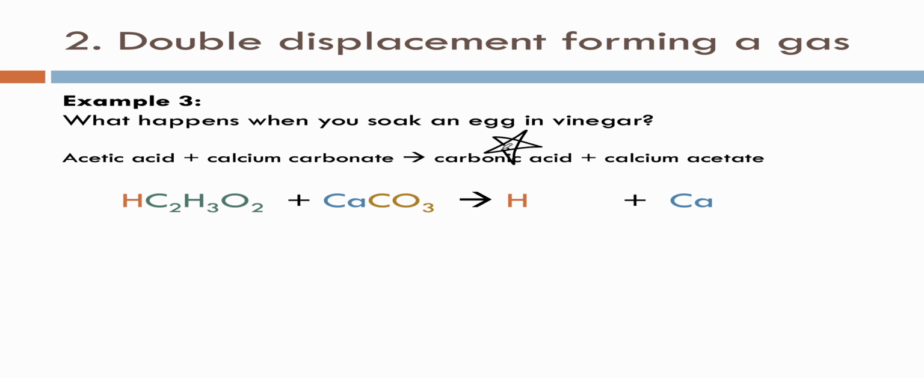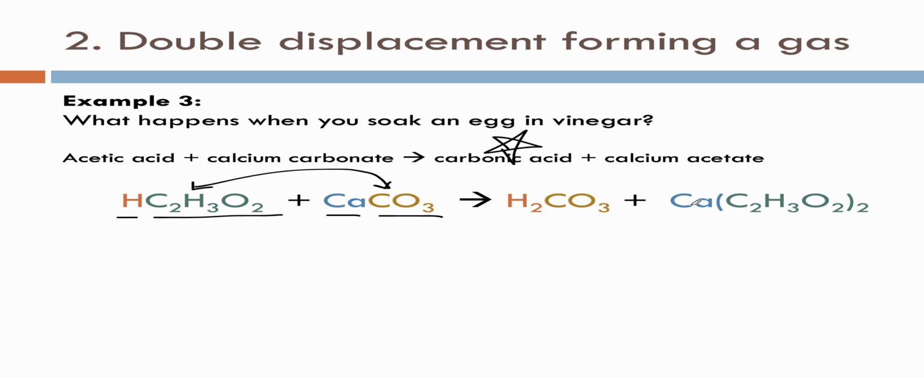So let's show it with our chemical formulas. Acetic acid is an H bonded to an acetate ion. Calcium carbonate, which is what eggshells are made of mostly, is a calcium bonded to a carbonate. The acetate and the carbonate are going to swap spots. So we'll get the carbonate bonded to the hydrogen, and carbonate has a -2 charge, so we're going to need 2 hydrogens there. And the acetate will bond to the calcium, and acetate has a -1 charge, calcium has a +2 charge, so we're going to need 2 acetates for every 1 calcium. This is not balanced, this is just a skeleton equation here.